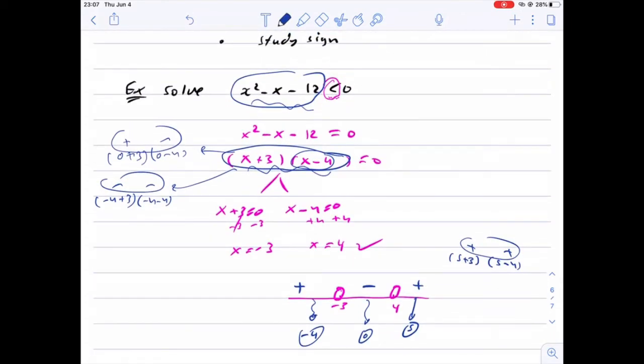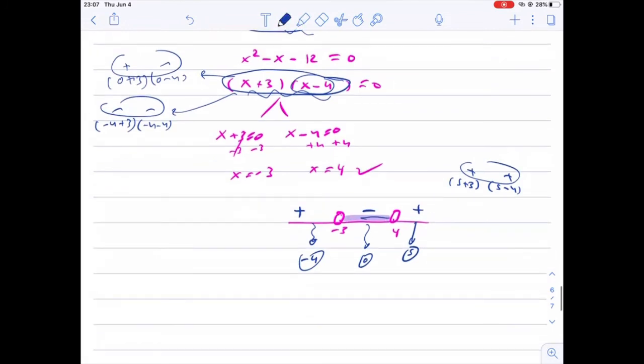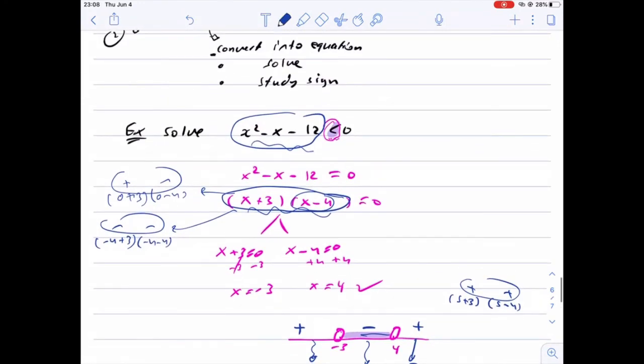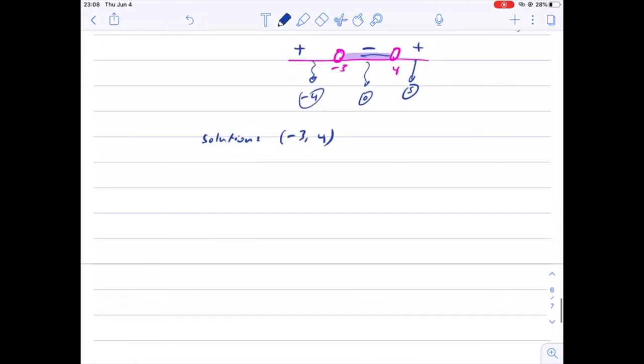Now, the inequality involves an expression that's less than 0. That means negative. So we need to choose this interval. So the solution is negative 3 to 4. So we choose this interval because we have an expression that's less than 0.